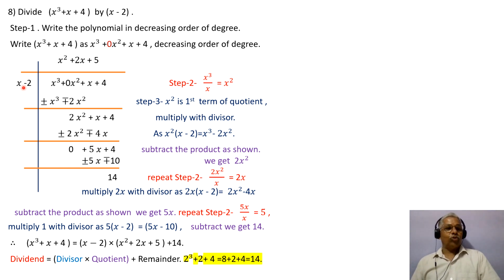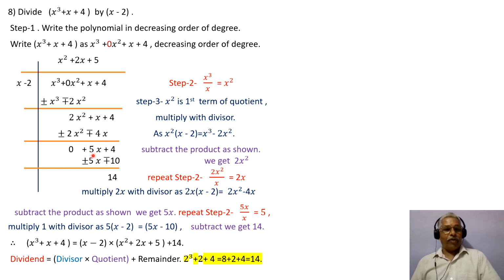So x square into x is x cube, and x square into minus 2 is minus 2x square. Now change the sign. This goes and you are left with plus 2x square, and x plus 4 carries out. Again, 2x square upon x is 2x, the second term of the quotient. Plus 2x into x is 2x square, and plus 2x into minus 2 is minus 4x. Change the sign, this cancels, and x plus 4x is 5x. This plus 4 carries down.